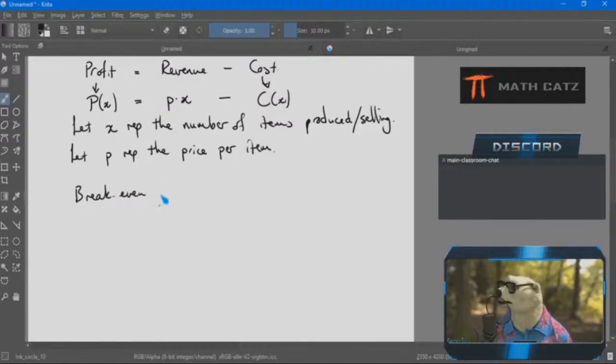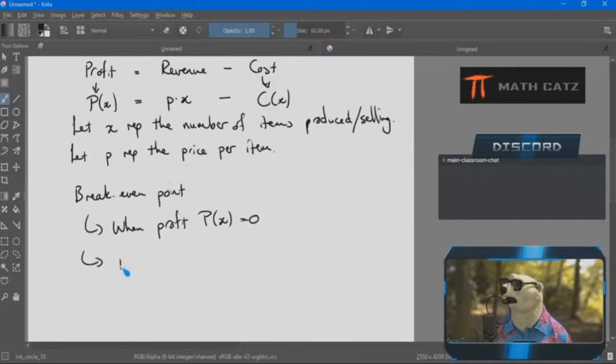Break-even point. And I use the word point loosely. That is going to be essentially when my profit, which we call big P, is 0.